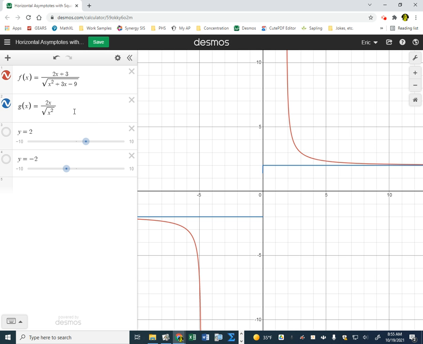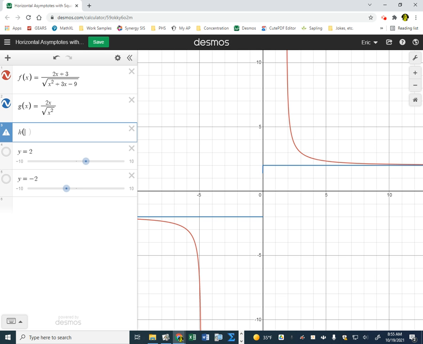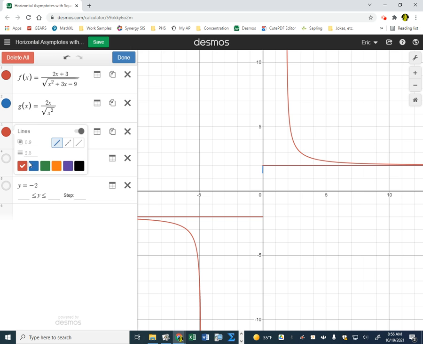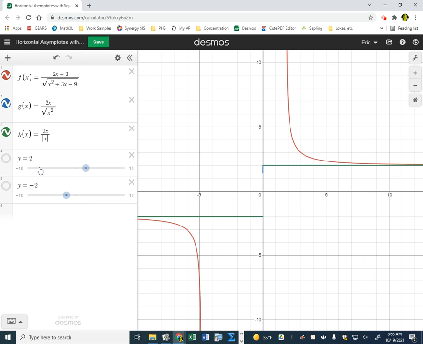Okay, well, what do you know? That's the same thing, by the way, as, we'll call it h of x equals 2x divided by the absolute value of x. Notice that the blue and the green are the same thing, aren't they? Right, just as we said. That's the definition of the square root of x squared is absolute value of x.